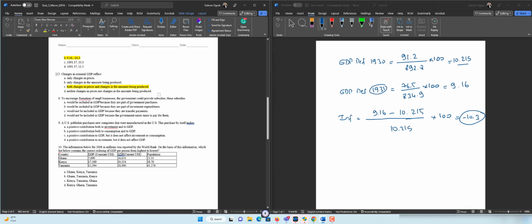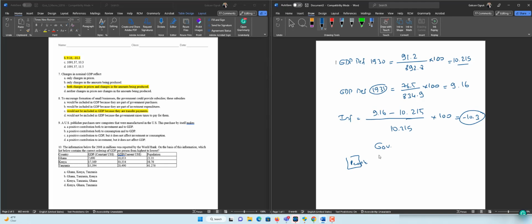Number 8, to encourage formation of small business, the government could provide subsidies. These subsidies are not included in GDP, okay? They would not be included because they are transfer payments. Remember, transfer payments are the ones that our government collects. Let's write it here. Government collects from you, people, and then transfers to the people who need it.